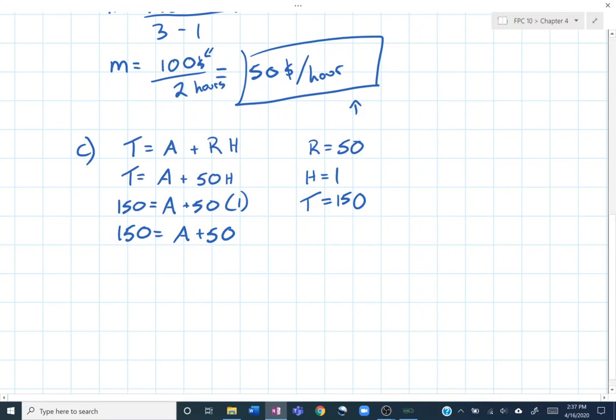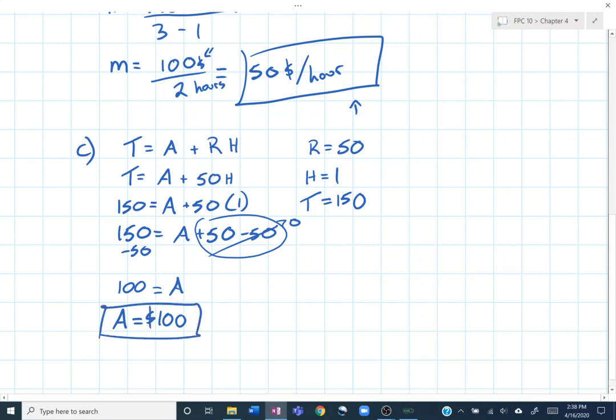So in this case, I'm looking at this and I'm like, oh, I've got to get A all by itself. I want to get rid of that 50. In order to get rid of a positive 50, I can subtract 50, because positive 50 plus negative 50 is 0. 150 minus 50 is 100, and I get that A is equal to 100, which means that fixed amount, A, is equal to $100. And that will be C.